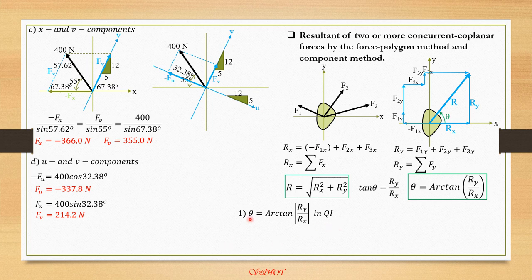Theta is equal to 180 degrees minus arctan of the absolute value of Ry over Rx if the resultant lies in the second quadrant. So if this is the resultant, then Rx is negative, Ry is positive. So therefore, theta from the positive x-axis is 180 degrees minus the arc tangent of this angle. And to make this positive, it should be arctan of Ry over Rx because Rx is negative.